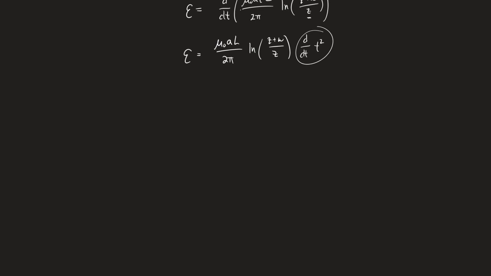Because now this is just going to produce a 2, right? And take us from t squared to t. So I can get rid of the 2 in the denominator there and get mu naught.